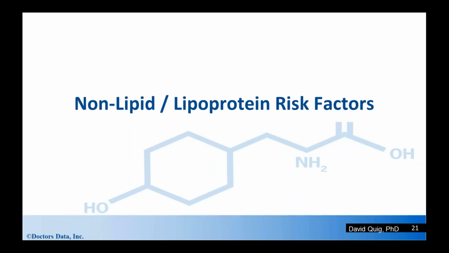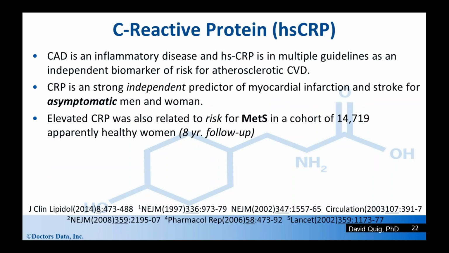Now, on to non-lipid and lipoprotein risk factors. First, let's talk about C-reactive protein, which is, of course, an acute phase response protein. And coronary artery disease is, as I said before, absolutely an inflammatory disease. And numerous guidelines suggest that elevated levels of high sensitivity CRP is an independent biomarker of risk for atherosclerotic cardiovascular disease. Now, CRP is CRP, and HSCRP just simply means that a more sensitive assay, a high sensitivity assay, was used to measure lower levels of CRP, which are associated with cardiovascular disease. So CRP is a strong independent predictor of myocardial infarction and stroke for asymptomatic men and women.